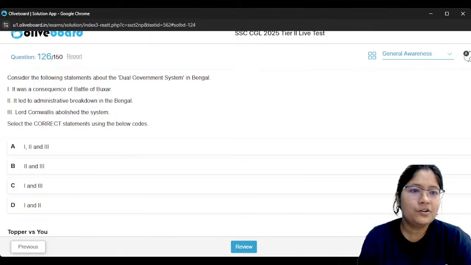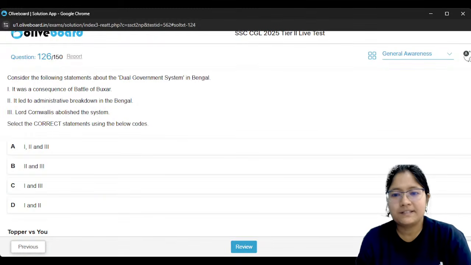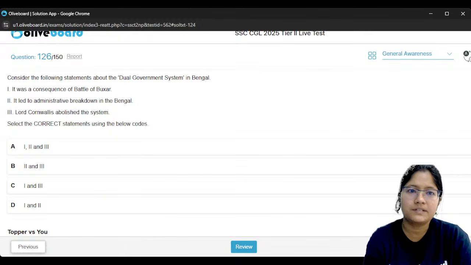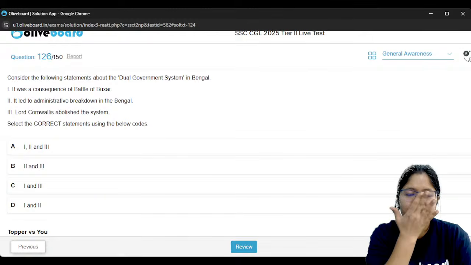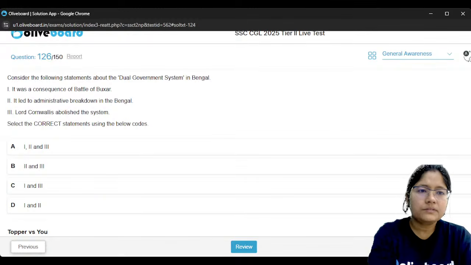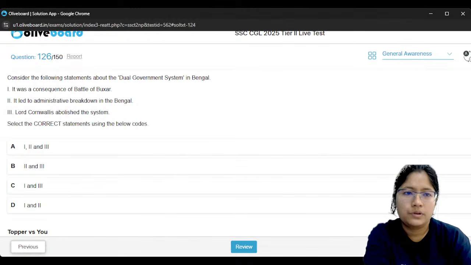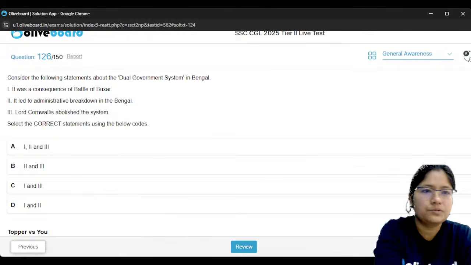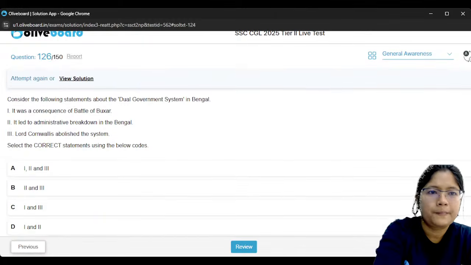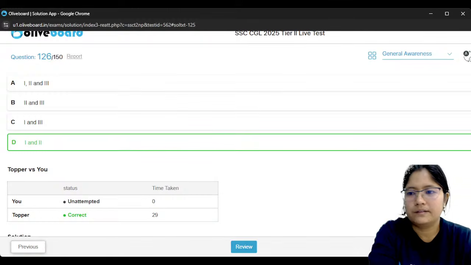Lord Cornwallis, no. Warren Hastings, abolished by Wellesley? No, it was abolished by the first Governor General of Bengal. No, Warren Hastings. So anyways, 3 is not correct because Hastings in 1772 abolished the system, not Wellesley. So 3 we have to remove and 1 and 2 we have to keep. So D is the correct answer.